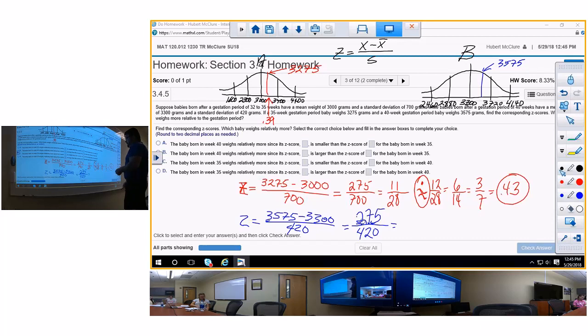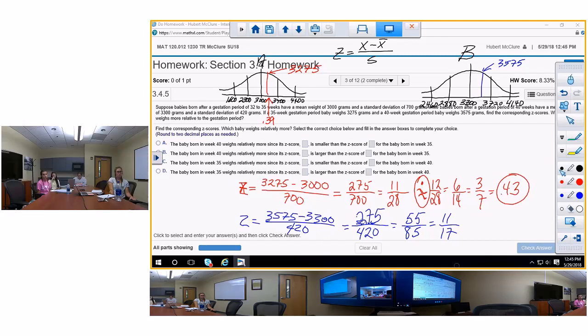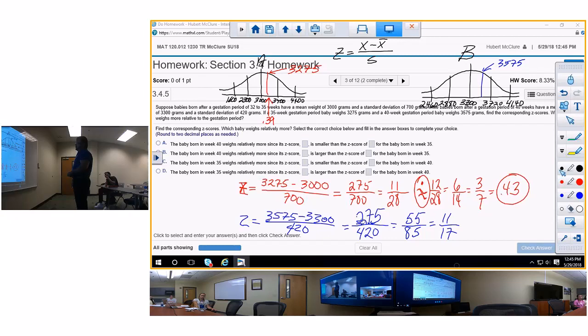All right, 275, let me do that again. Okay, 5 will go in there 5 times 55, and then 5 will go in there 80 times 85, and then 11 over 117. Trying to figure out how to estimate that without a lot of work, because 10 don't work, 12 don't work, so 11 and 17, that just don't work.